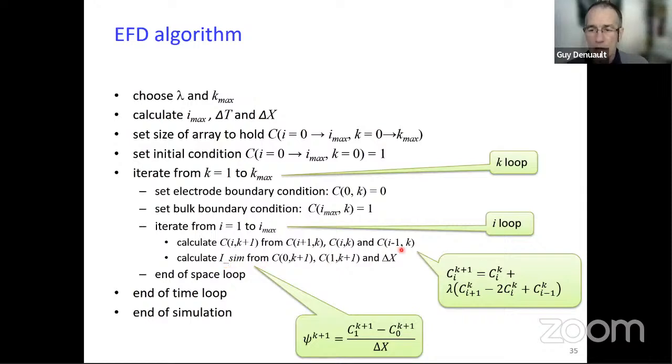So this is the explicit finite difference algorithm, if you want. You calculate the current from the gradient at the electrode, you complete the space loop, you complete the time loop, and you finish the simulation. This is 20 lines at the most, that's all it takes to simulate this problem. And the way it's implemented, you can do this on a spreadsheet. It's very easy.